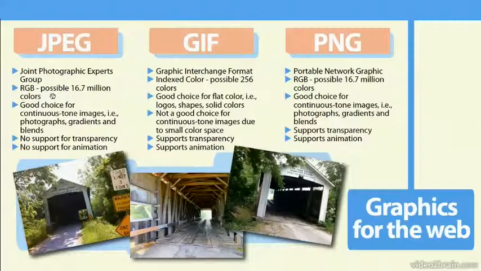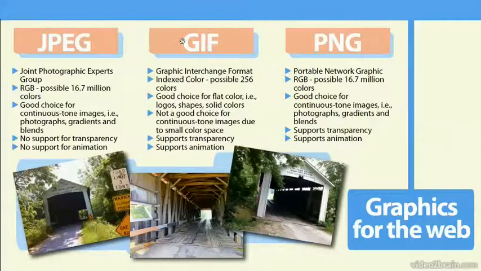RGB is the color space that we're using. It has a possible 16.7 million colors, so you can get really rich color with a JPEG. It's a good choice for continuous tone images, and what we mean by that are images like photographs that have a lot of variations between colors. So gradients and so many different shades here as opposed to a flat, solid color. That's a continuous tone image. So photographs, gradients, and blends, it's perfect for that. No support for transparency in a JPEG and no support for animation. So it's perfect for photos that you want to have rich, full-bodied color.